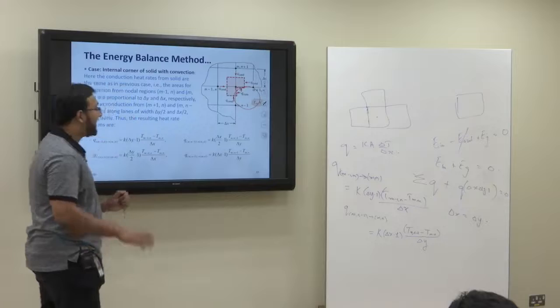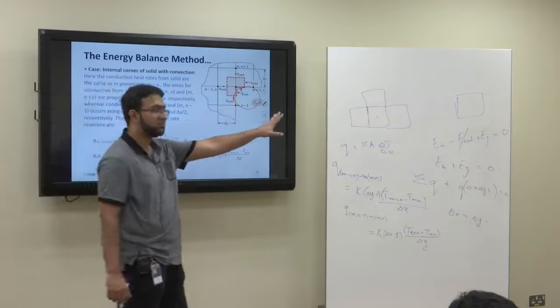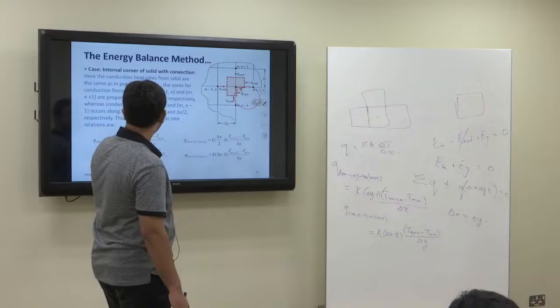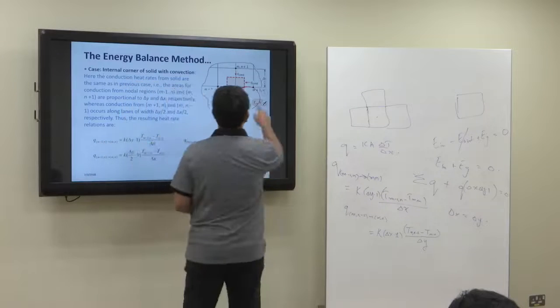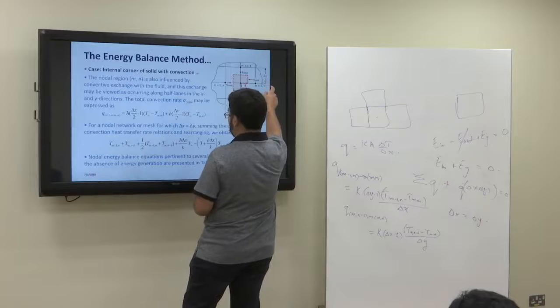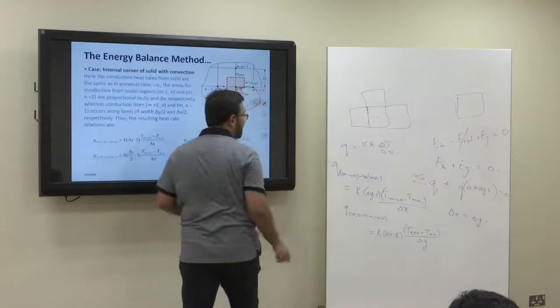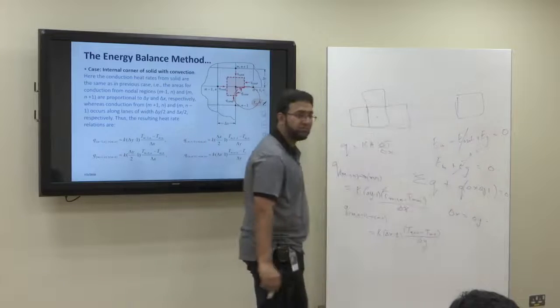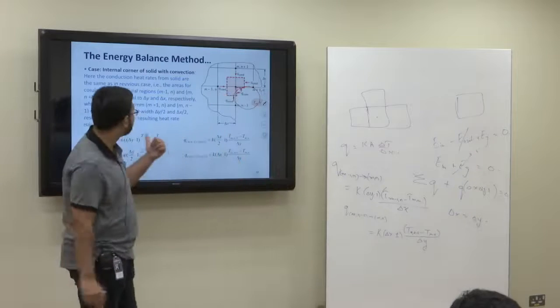Okay. So again, it's the same energy balance procedure. Now in this case, I think the heat generation is also not there. If the heat generation is not there, then this will be zero. In this case. Now in the second case that we are solving here.